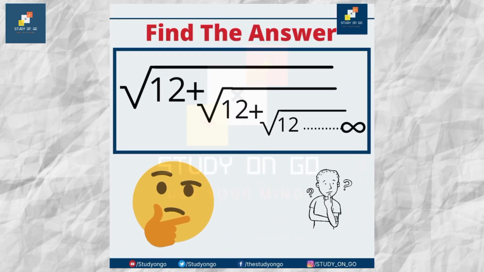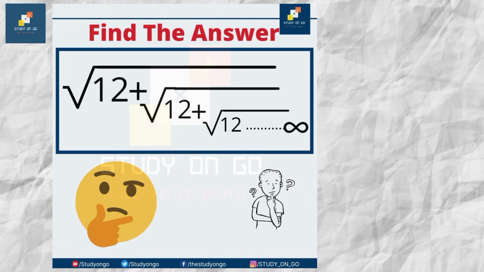Some days ago, I posted a post on my Instagram page and Facebook page also. This is the question: find the answer of root 12 plus root 12 plus root 12 dash dash dash infinity. This is a very tricky question. If you want to try to solve this question, then pause the video for the next 10 seconds.